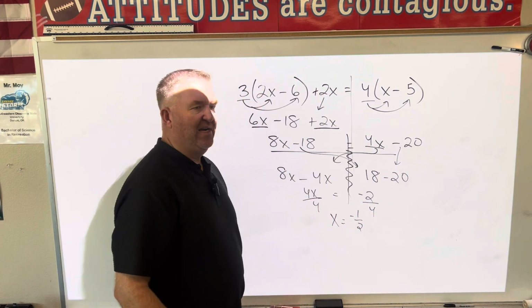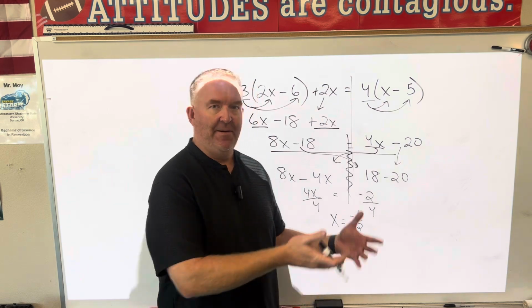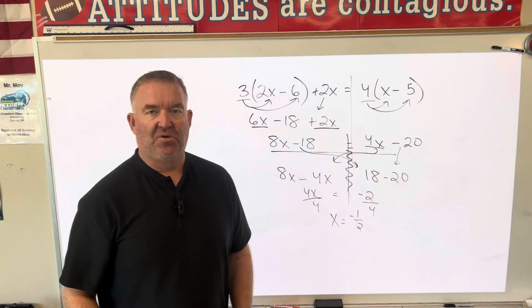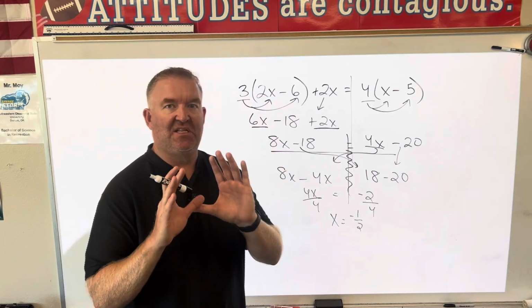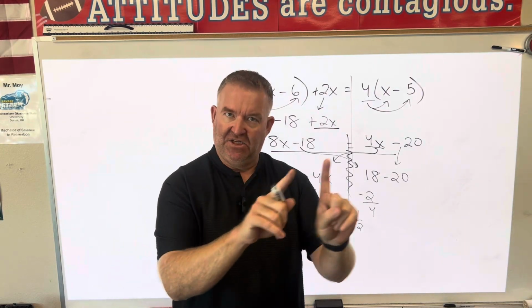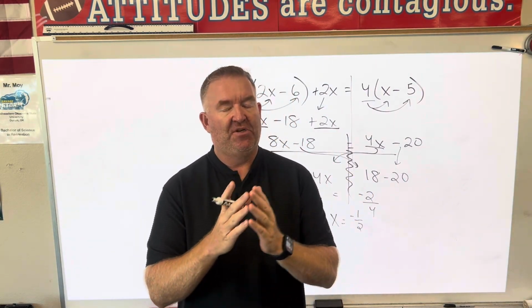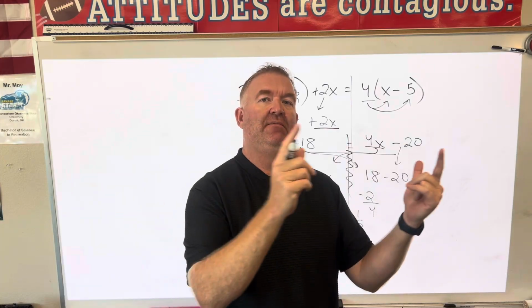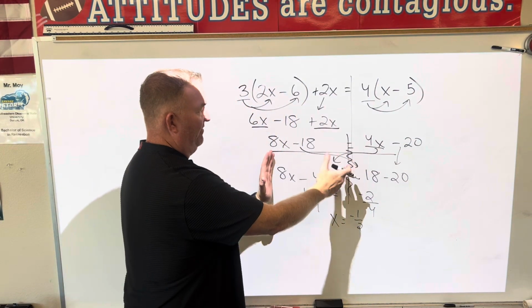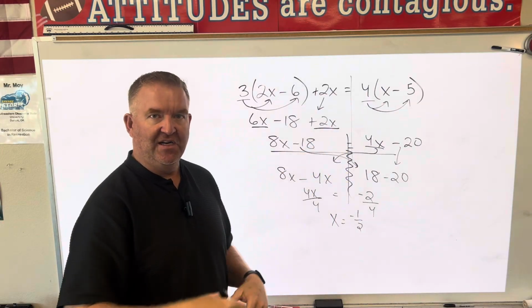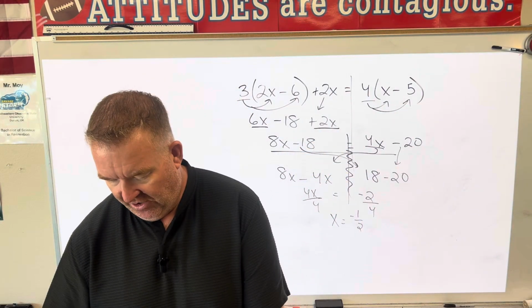Now, I don't think any of your answers are going to be fractions. Like I said, I made this one up, so that's just the way it came out, okay? But just understand, please, this is the big part of this. Number 1, pay attention to your signs when you're distributing. Number 2, make sure that you put your letters on the left side, numbers on the right side. But before you do that, you want to make sure that everything is simplified before you start moving stuff around, okay? Simplify both sides.